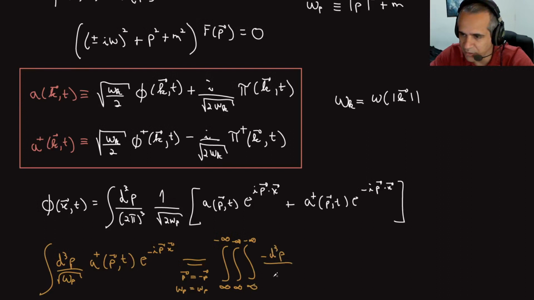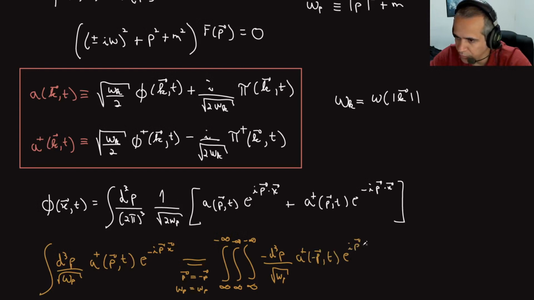This becomes minus d3p, the square root is the same, and of course a dagger becomes a dagger of minus p t, exponential of i p x. Right? That means I can invert all these three integrals, just flip the limits. This will result in a total minus sign. If I take all these minus signs out of here and put them here, this will be a total minus sign because I'm inverting three integrals, which cancels this one. So I end up with the same thing that I had here, right? But the exponential changed to become equal to this one.